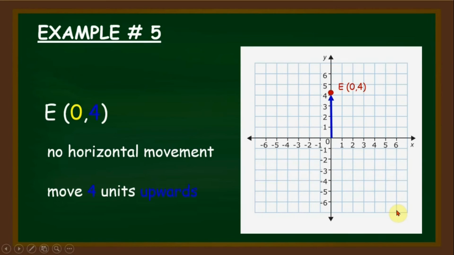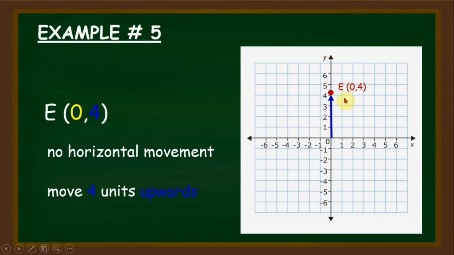Now, how are you going to plot this point on a Cartesian plane? So the same process, starting from the origin, which is 0, 0, for our point E 0, 4, for the x coordinate, there is no horizontal movement. So it will still stay on 0, 0. And for the y coordinate, move 4 units upward. So 1, 2, 3, and 4. So that is where our point E lies, which is 0, 4.